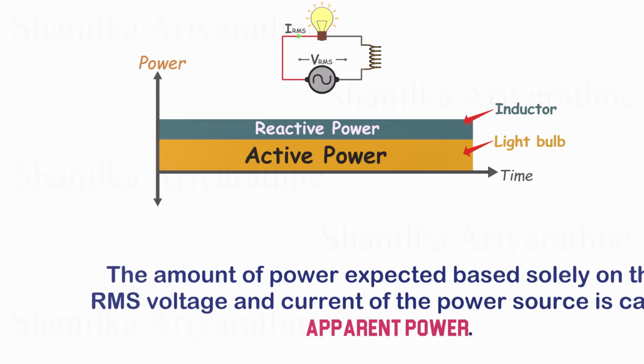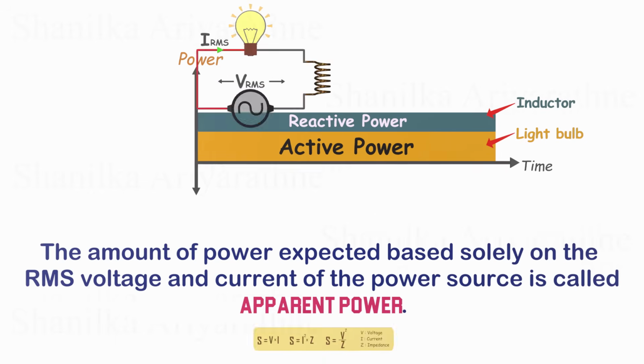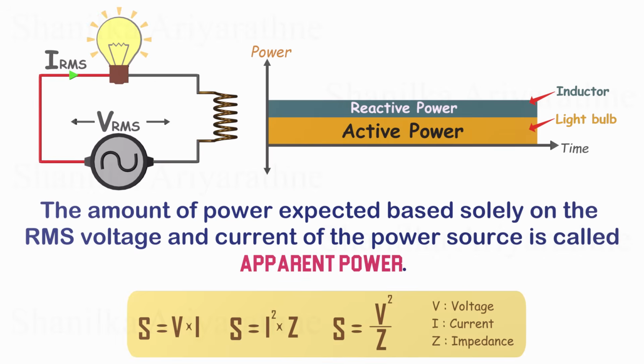The amount of power expected based solely on the RMS voltage and current of the power source is called apparent power. It can be calculated by knowing two of voltage, current, and impedance. However, apparent power might be higher than the real power dissipation because of the lagging or leading between voltage and current, which creates reactive power contributing to apparent power. This is why it's called apparent.